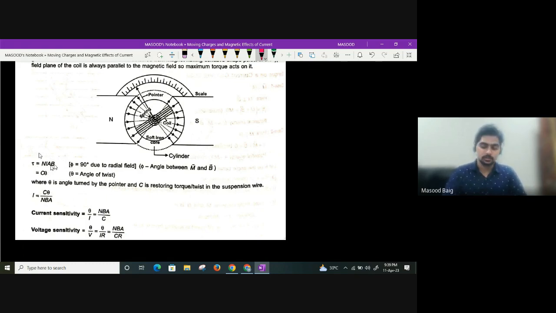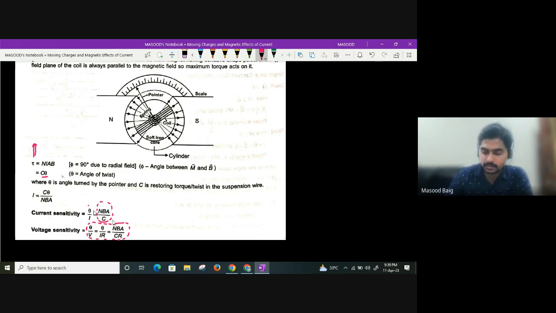So this torque will also provide some restoring twist, guys, which I can represent as C theta. So from there, theta by I value will be called current sensitivity, and theta by V value will be called voltage sensitivity, guys. Clear, all of you?